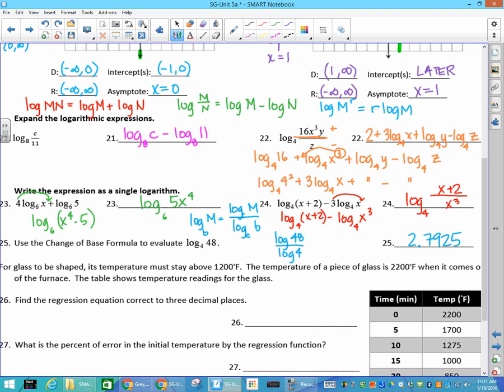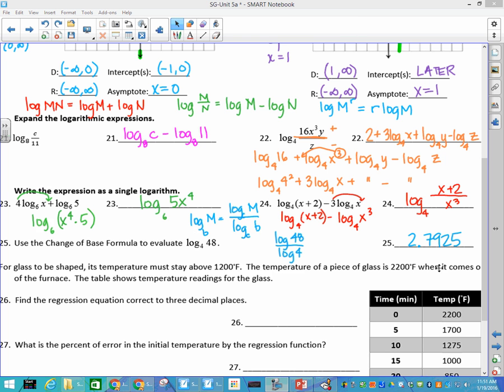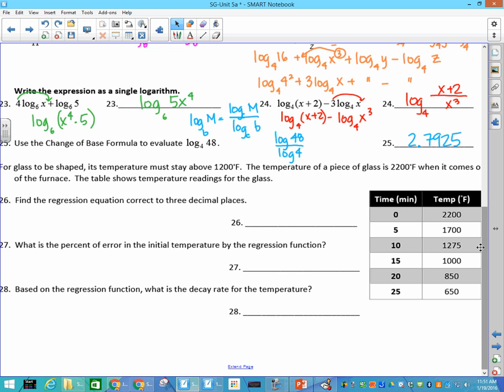Okay, let's do these last three problems that deal with the graphing calculator. And again, make sure you write down these steps. I'm going to be demonstrating it with the Inspire.